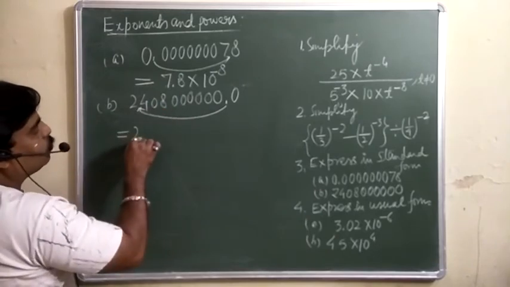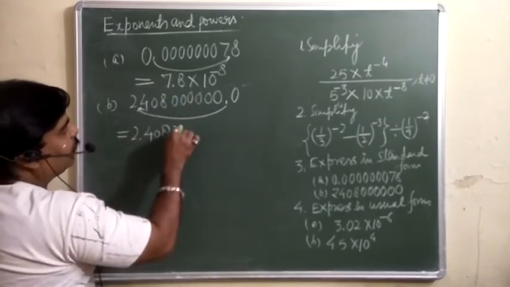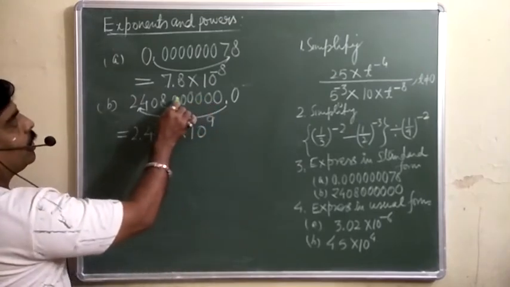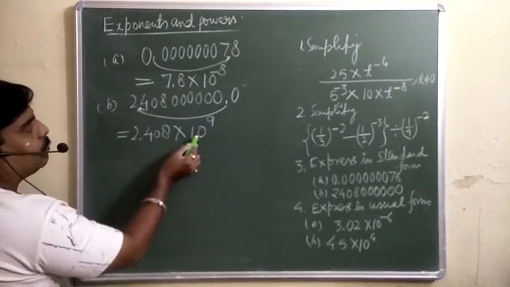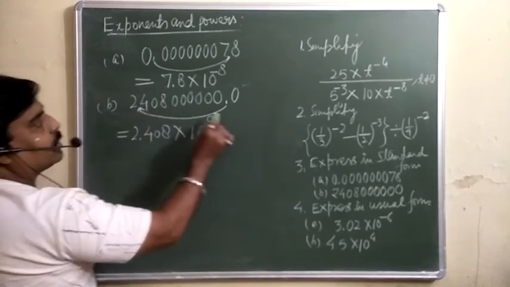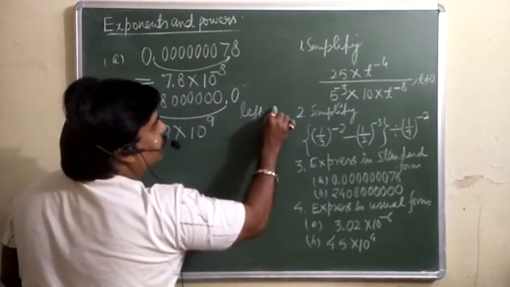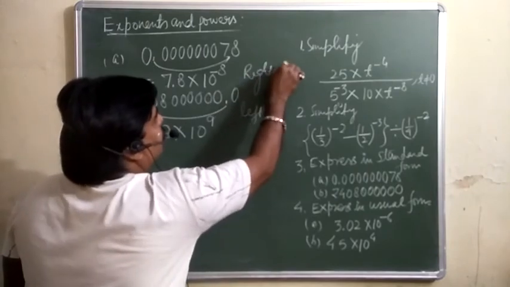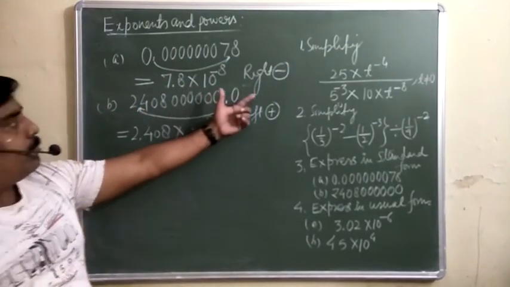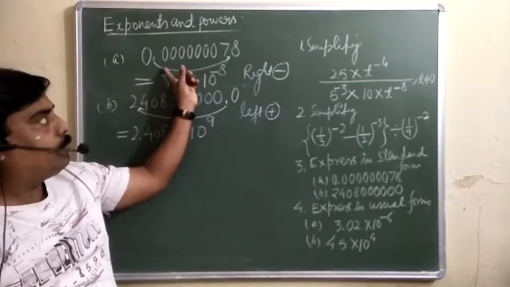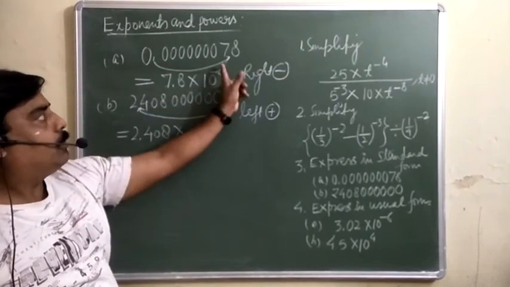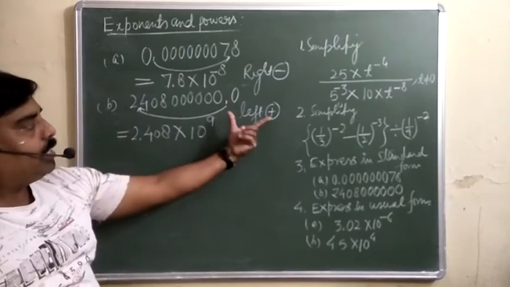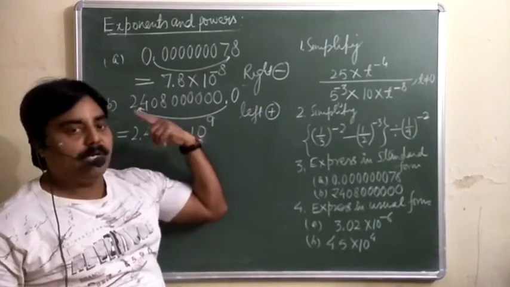So this can be written as 2.408 into 10 raised to power 9. 1 2 3 4 5 6 7 8 9. 9 digits we are going to shift. On the left, a plus comes; on the right, a minus comes. This is the important point to keep in mind. If you are going to shift the decimal point on the right hand side, 10 raised to a negative value will come. If you shift the decimal point on the left hand side, 10 raised to a positive value will come.